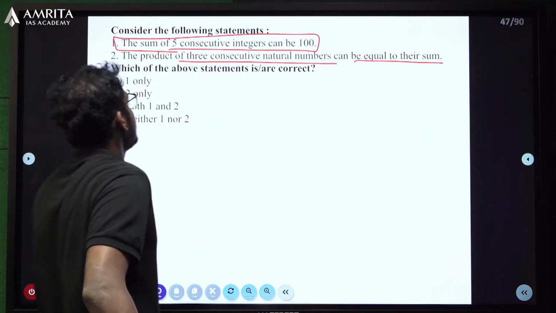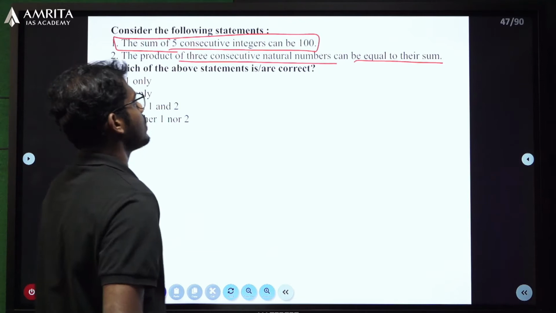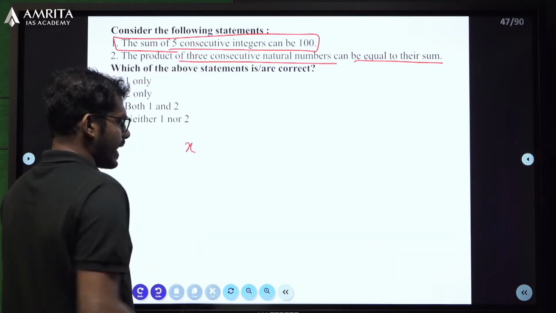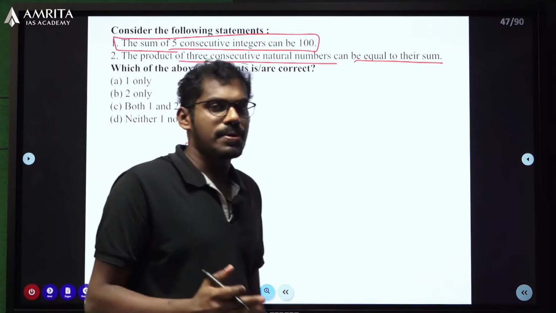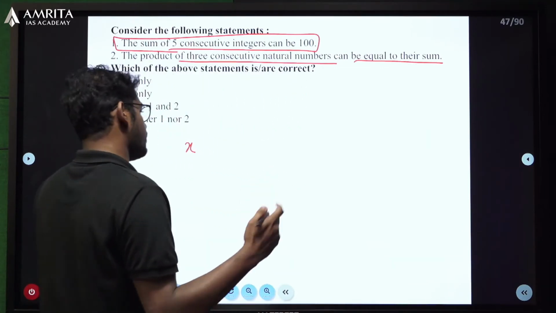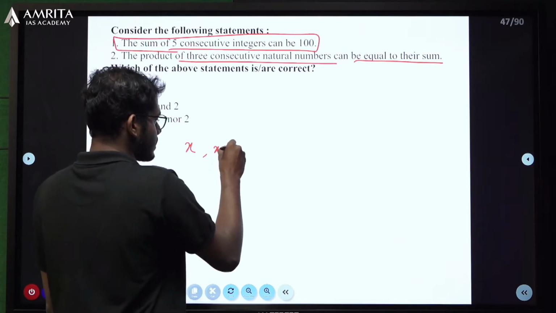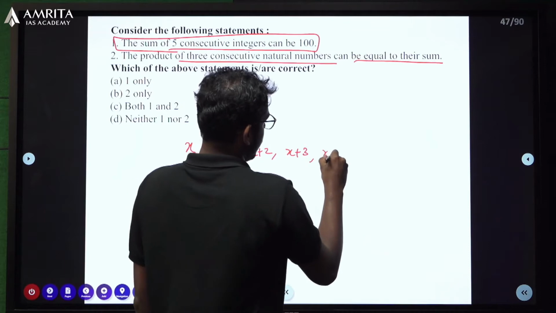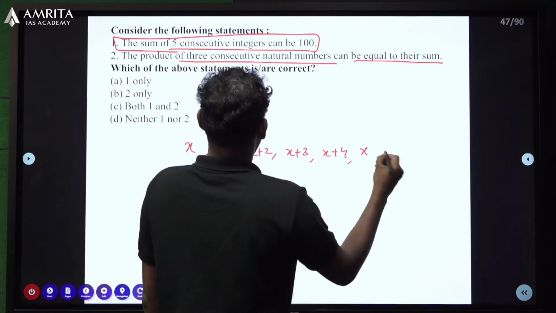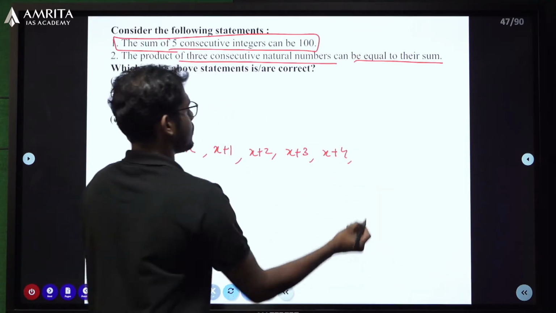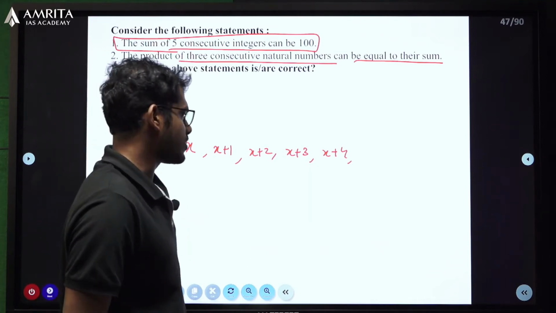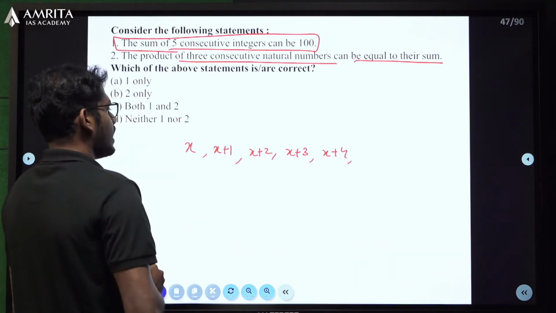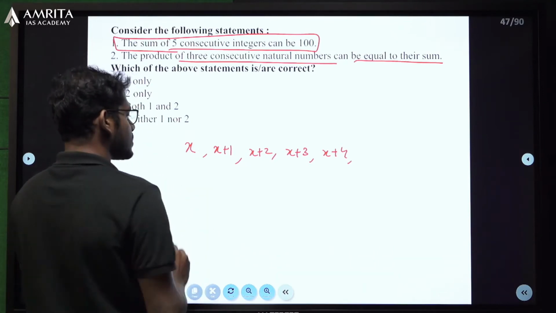Clear? So let's check. The first one, the sum of 5 consecutive integers can be 100. Let the first number be x. Since the numbers are consecutive, they will differ by 1. So the numbers will be x, x plus 1, x plus 2, x plus 3, x plus 4. So these are the 5 consecutive integers.